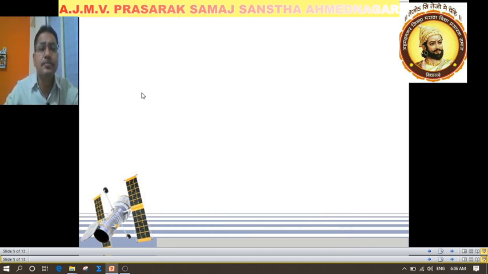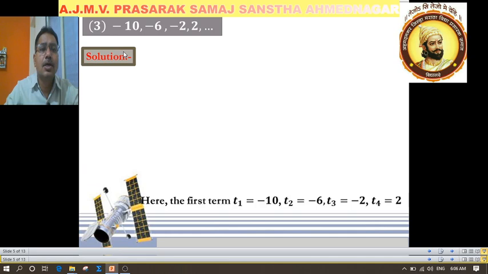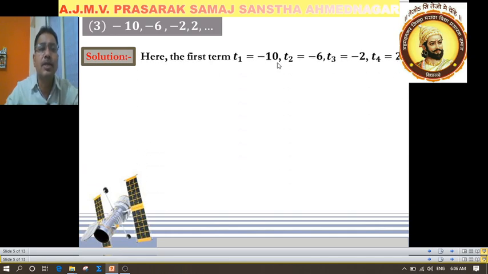Third example: minus 10, minus 6, minus 2, 2 and so on. Solution. Here the first term T1 is equal to minus 10, T2 is equal to minus 6, T3 is equal to minus 2 and T4 is equal to 2 and so on. Now taking the difference between the first two terms, that is T2 minus T1, we have T2 minus T1 is equal to minus 6 minus minus 10, means minus 6 plus 10, which is equal to plus 4.